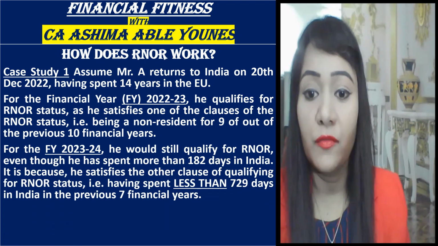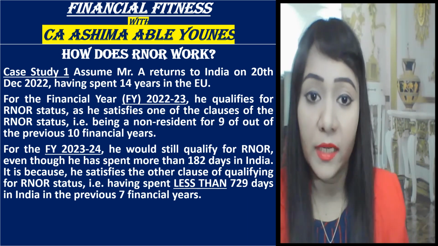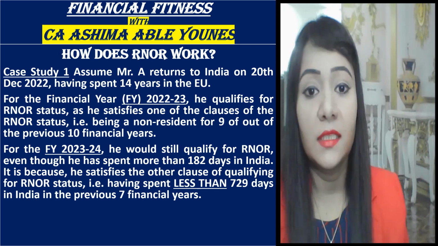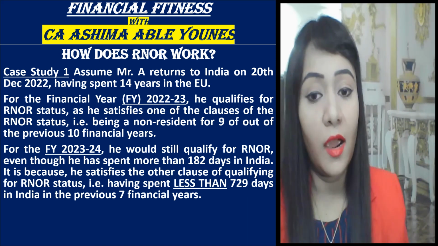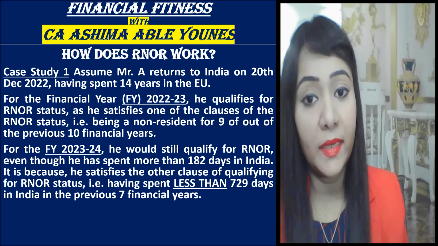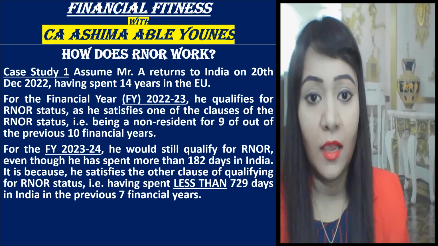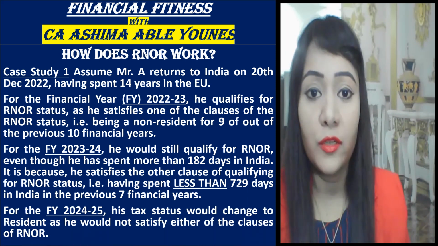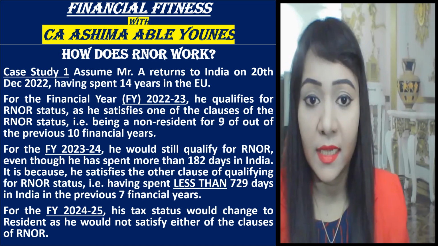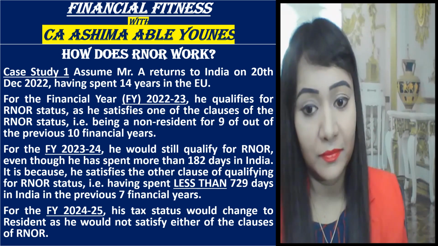For the financial year 23-24, he would still qualify for RNOR even though he has spent more than 182 days in India. This is because he satisfies the other clause of qualifying for RNOR status, which is having spent less than 729 days in India in the previous 7 financial years. For financial year 24-25, his tax status would change to resident, as he would not satisfy either of the clauses of RNOR.